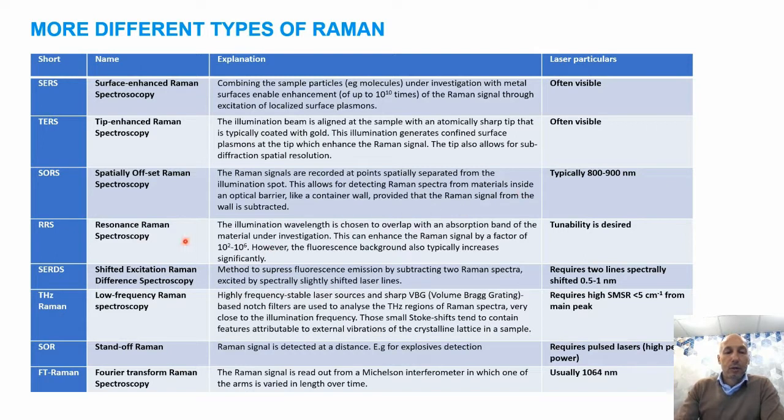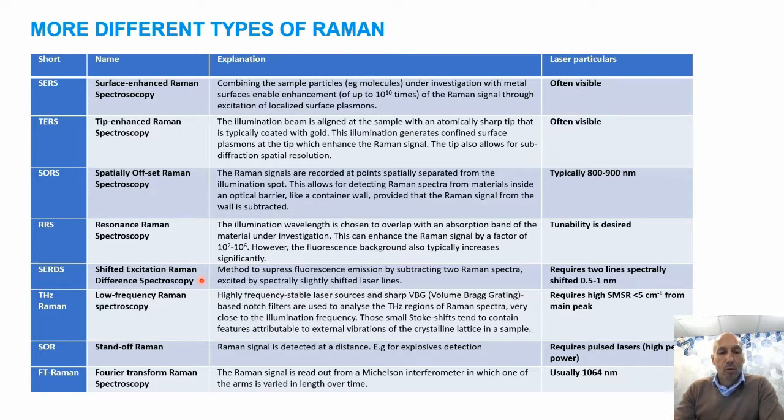It's also possible to enhance the Raman signal very much by choosing a wavelength that is overlapping with an absorption band of the material under investigation, so-called resonance Raman spectroscopy. And this is even if the fluorescence is usually then increasing very much. For resonance Raman spectroscopy, it can be very beneficial to work with a tunable laser source to be able to find the right resonance effects.